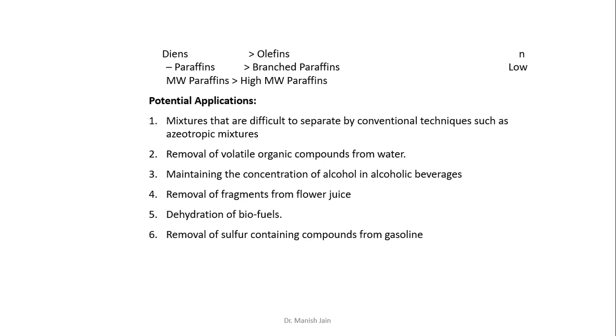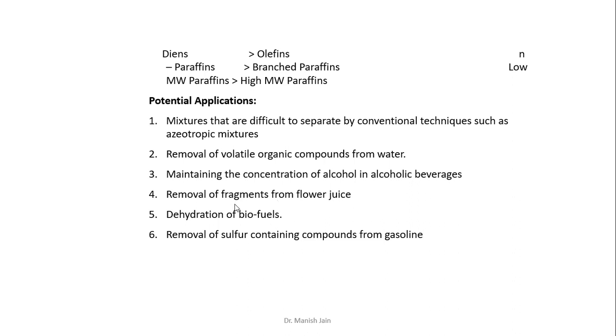First is the separation of mixtures which are difficult to separate by conventional techniques, such as azeotropic mixtures. Second is the removal of volatile organic compounds from water. So if you have wastewater which contains phenol and other such compounds, you can use the pervaporation process to remove them. Third is for maintaining the concentration of alcohol in alcoholic beverages like beer or wine. You can maintain the concentration by removing the excess amount of alcohol from the beverage.